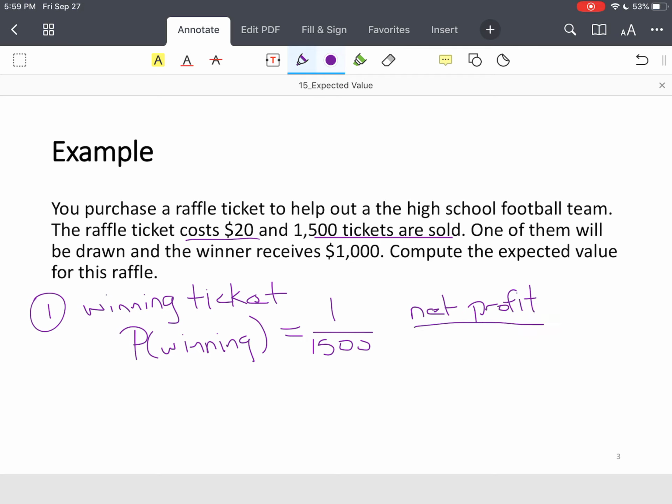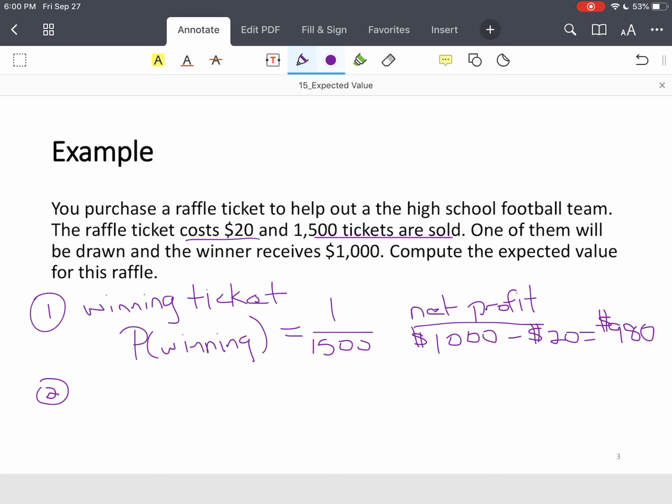So, if I win, I get $1,000. And that's nice, but it costs $20 to play or to buy a raffle ticket. So your net is $980. So you have to always look at the net. Now, first outcome, win the ticket.